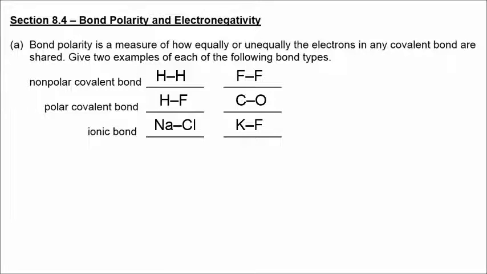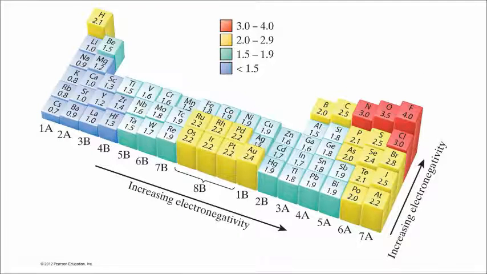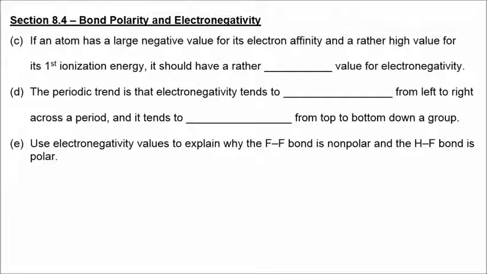All right, let's take a look at electronegativity. You can see on page 299 that it's defined as the ability of an atom in a molecule to attract electrons to itself. And you can see that electronegativity generally seems to increase from left to right across a period and decrease from top to bottom down a group.